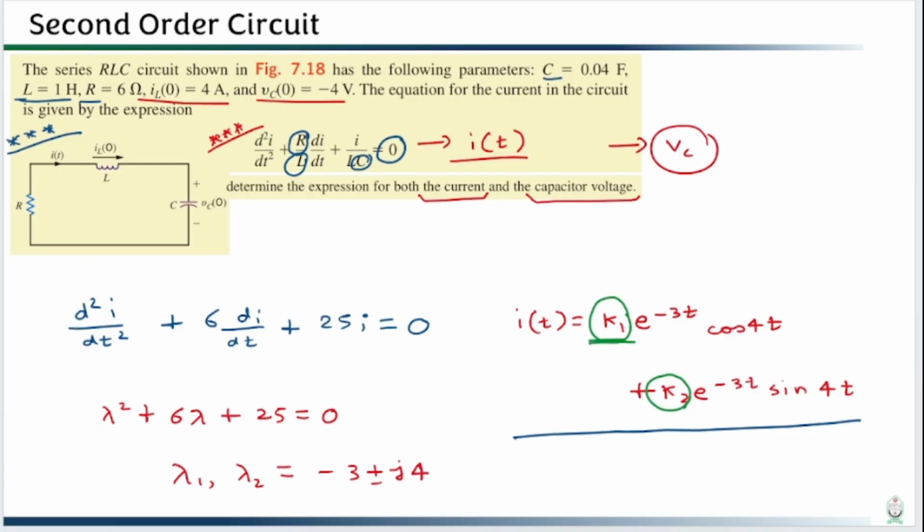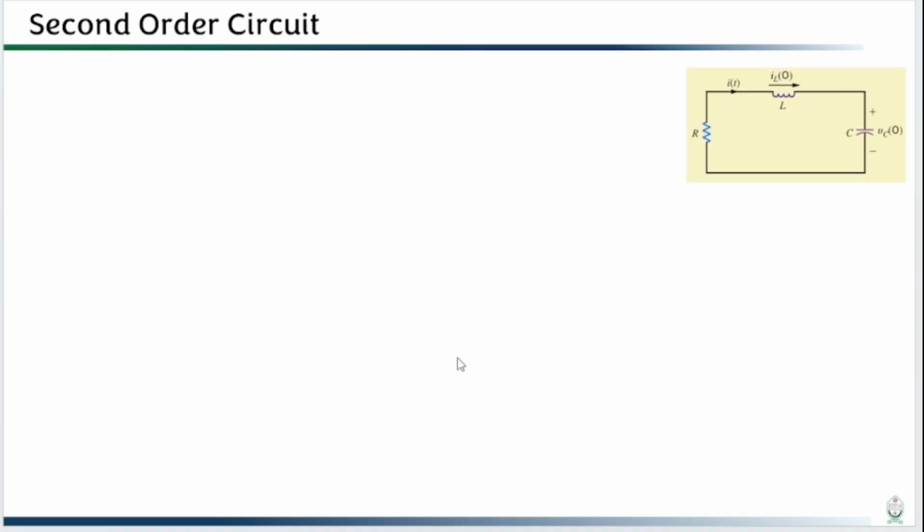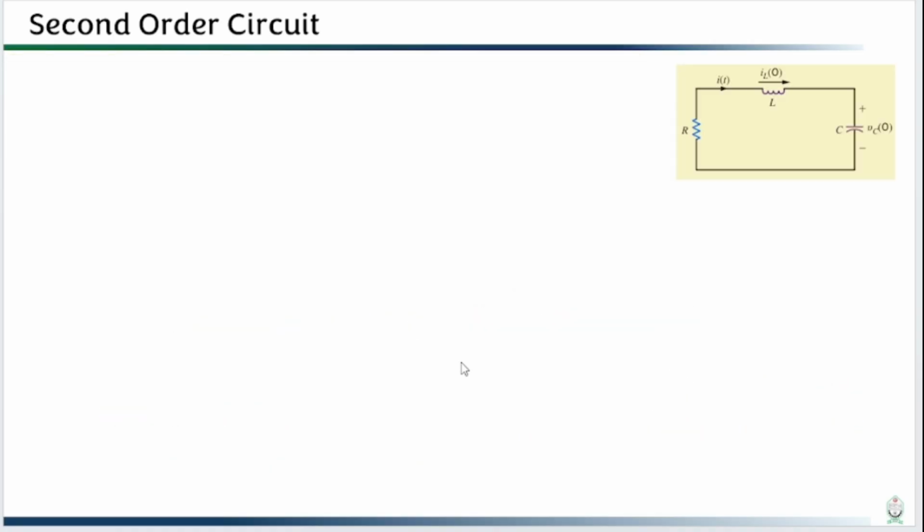So in this math, we can see that there are two conditions given, but that will not be enough for solving our case. Using this one initial condition, we can calculate one constant from this expression. It is given that iL at 0 is 4 ampere. So if we write the expression of current that we have calculated, K1 e to the power minus 3t.